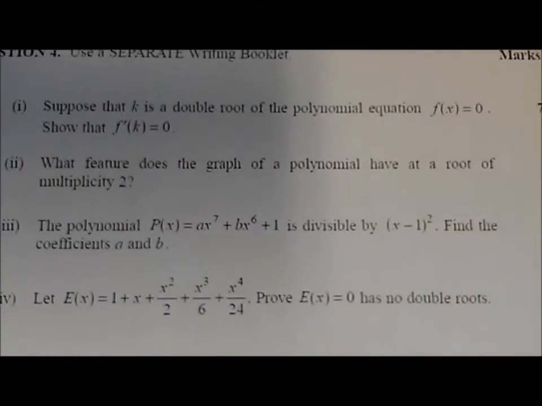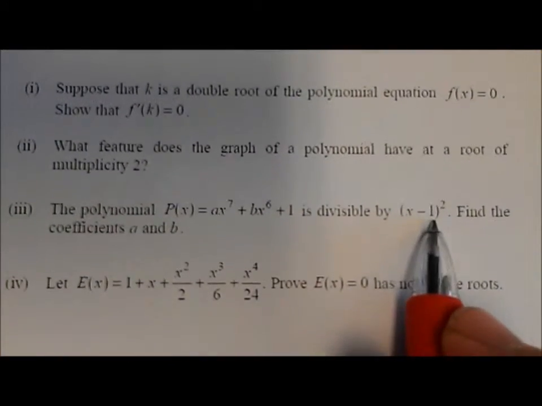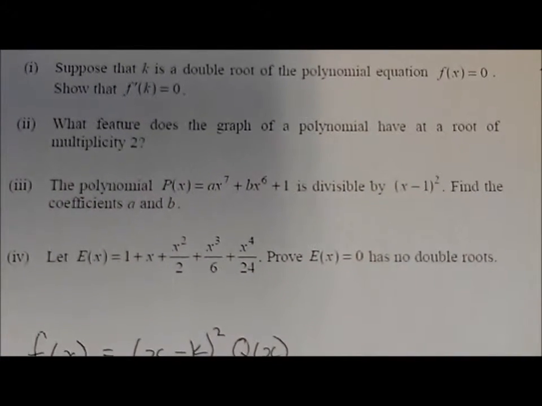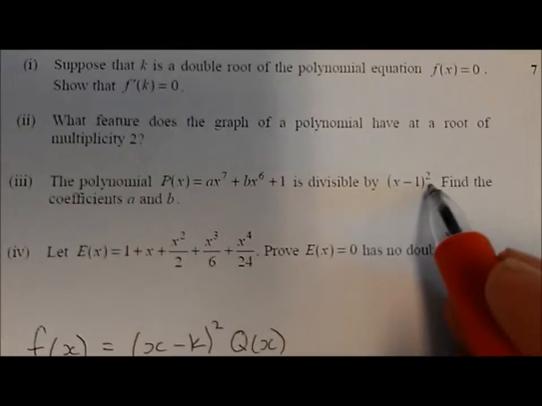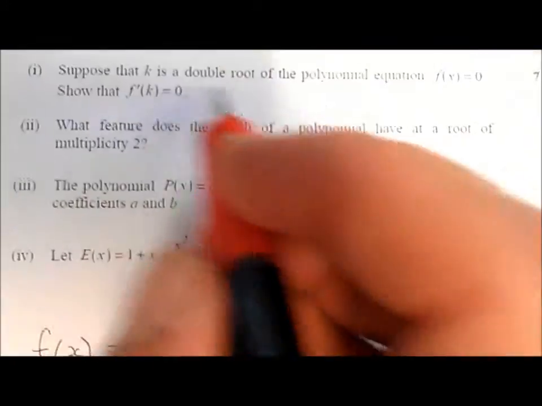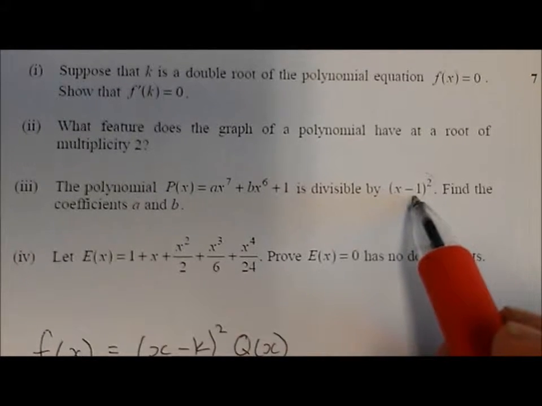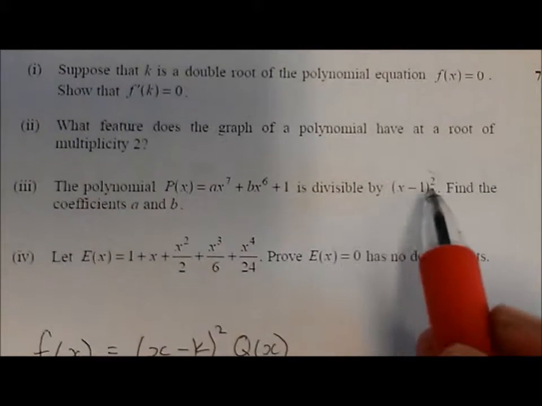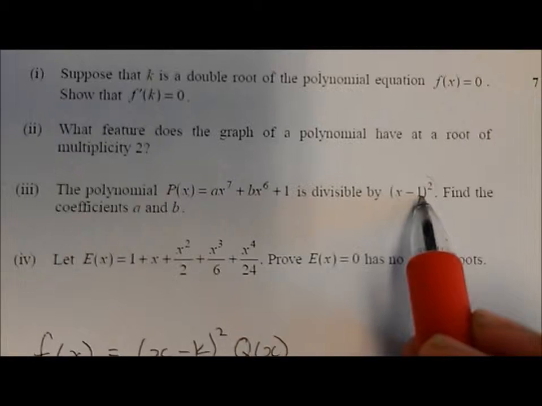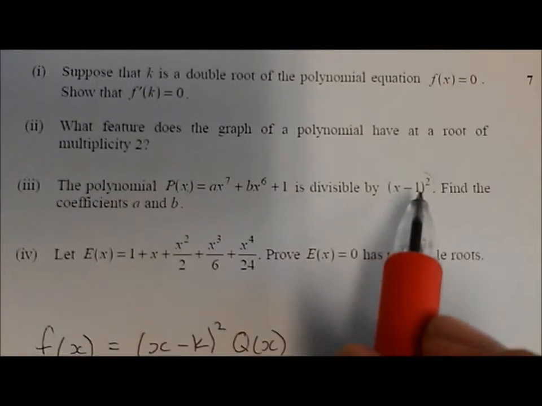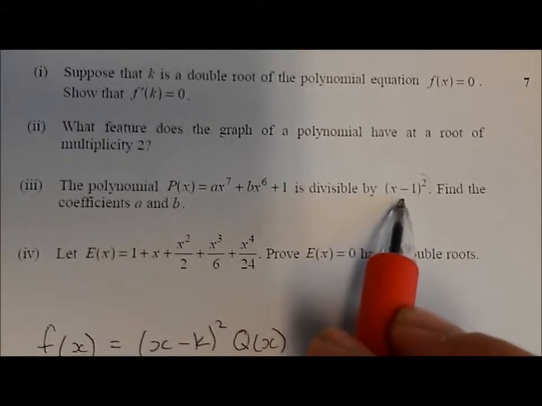Okay, so I've got this new polynomial, and it's divisible by x minus 1 squared. And it says find the coefficients of a and b. So the fact that it's divisible by this, and the fact that we've just talked about double roots, should give us a clue that we've got two things here. We've got this polynomial, 1 is a root of, and because it's a double root, then the derivative of this polynomial also 1 is a root of.